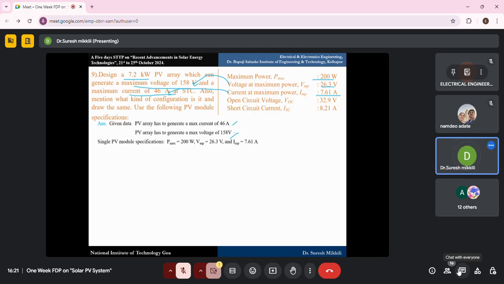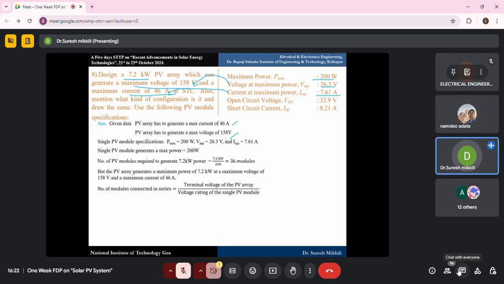So how to solve? Yesterday we have solved. A single PV module can generate 200 watts. Then how many modules? 6 by 6, sir. 6 are in parallel and 6 are in series. Yes, good, correct. So now, total number of modules required, how many? 36. So the number of PV modules required is 36. It is 7.2 kilowatt by 200, which is 36 modules.